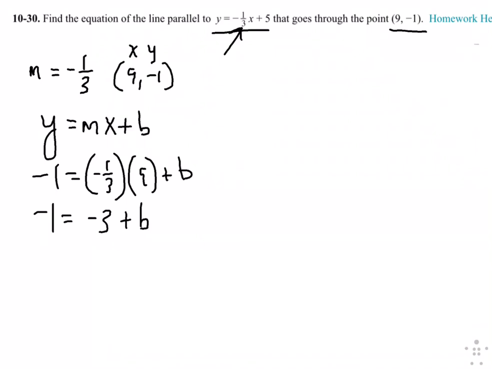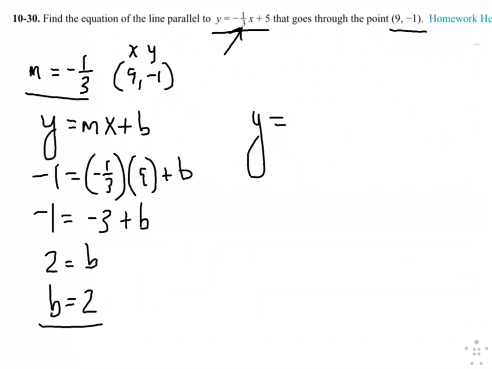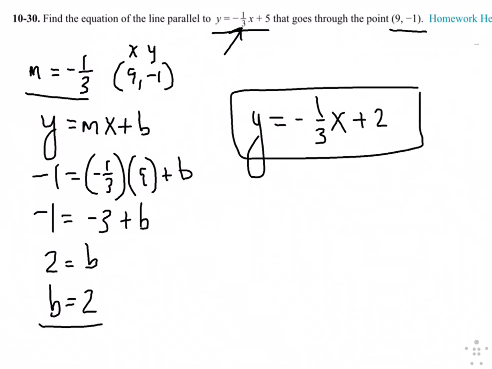Add 3 to both sides. So we get 2 equals b. So b equals 2. So we have b and we have m. So the equation is y equals m, which is -1/3, x plus b, which is 2. And there's the equation of the line.